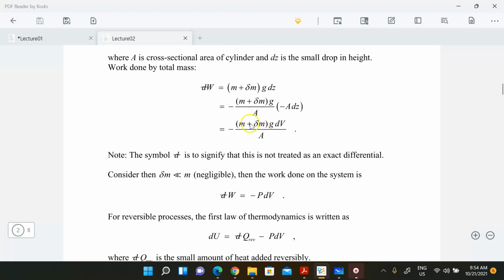If you ignore this delta m and simply use the bigger mass, this gives you dW equals minus p dV. Otherwise you would have to put p plus delta p there, but ignoring delta m, you get p times dV. So that would be your mechanical work.